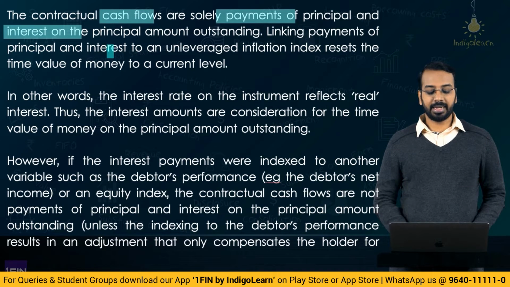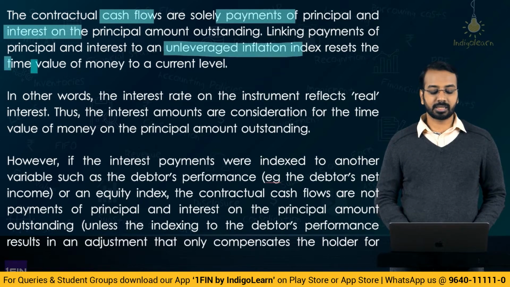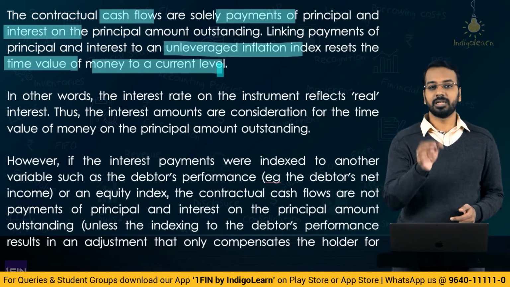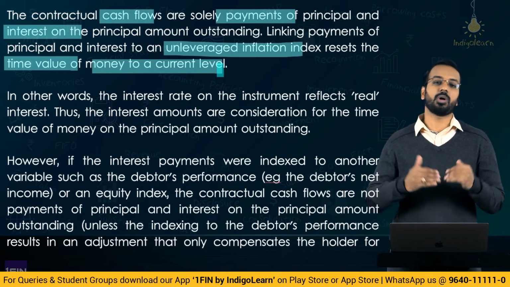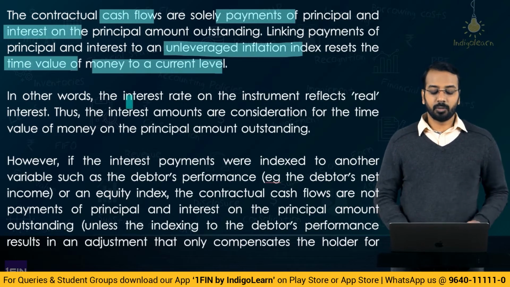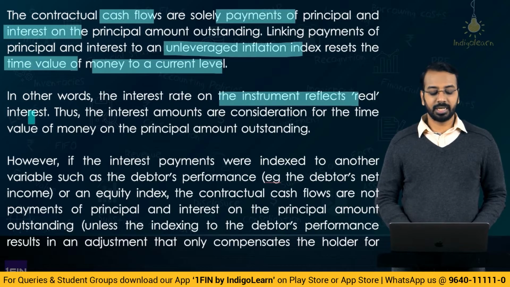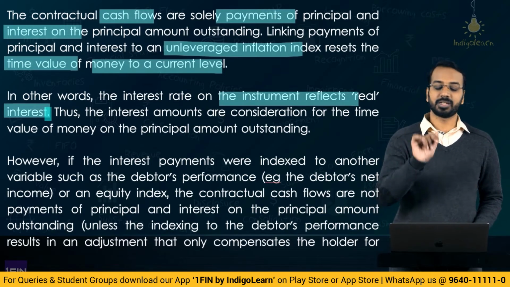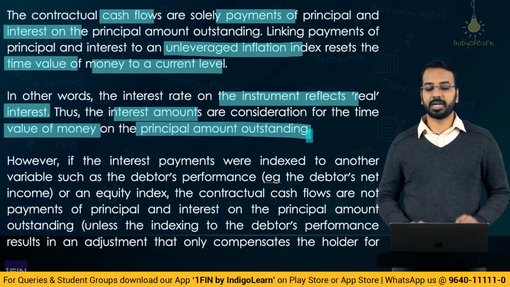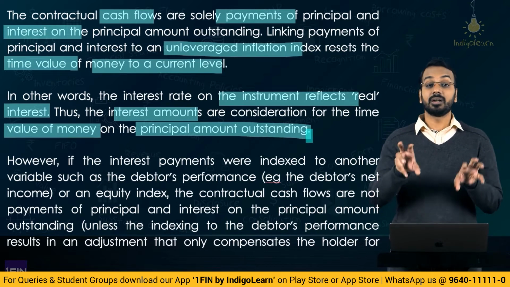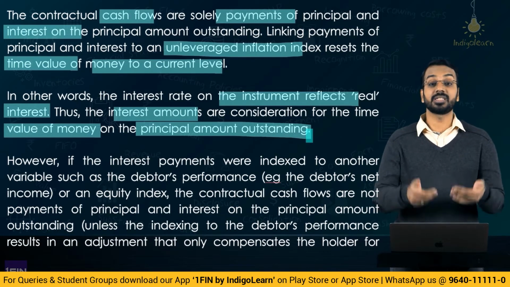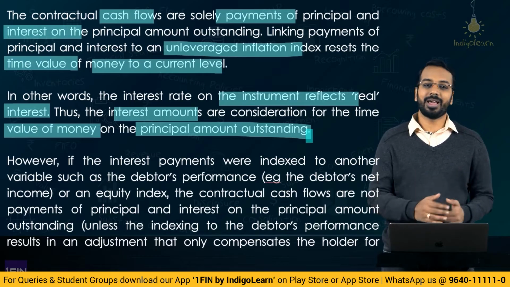Linking of payments of principal and interest to an unleveraged inflation index resets the time value of money to a current level. Basically, we are resetting the time value of money based on inflation. And always remember, when we talk about economics, inflation and interest rates are closely related to one another. In other words, the interest rate on the instrument reflects real interest. So when you reset the interest rate, it reflects the real interest. Thus, the interest amounts are consideration for the time value of money on the principal amount outstanding. So here, interest is representing the time value of money on the principal amount outstanding. Though it is linked to an inflation index, it is still giving us real interest and it is still giving us the time value of money.